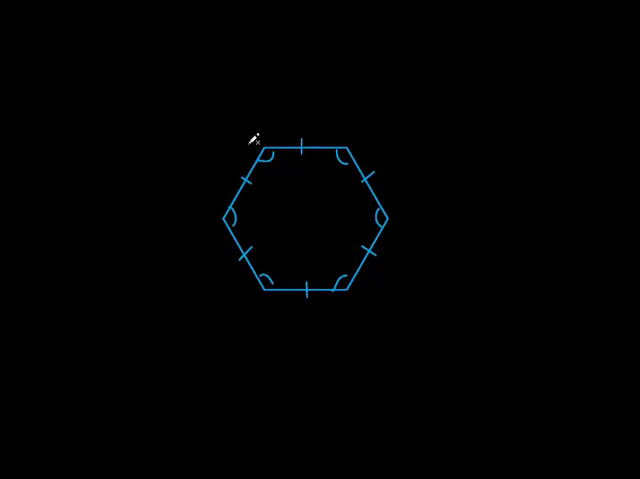So how many sides does this thing have? 6 sides. So what's the name of a 6-sided figure? It's a hexagon, so you need to know that. You have to know that. What if it was 5 sides? What would it be? A pentagon. What if it was 8 sides? What would it be? Octagon. What if it was 10 sides? Decagon. What if it was 3 sides?